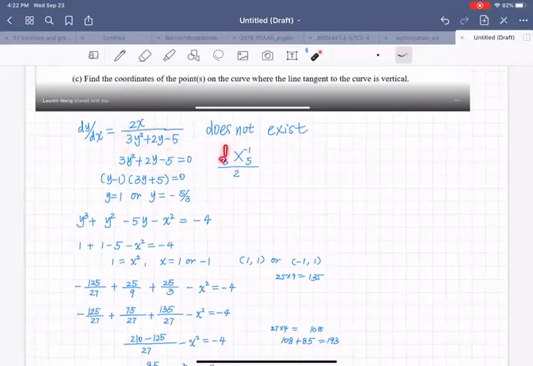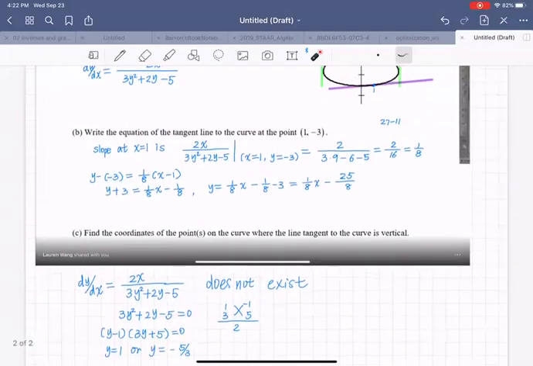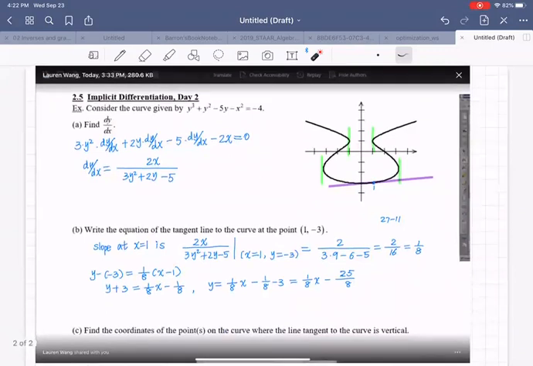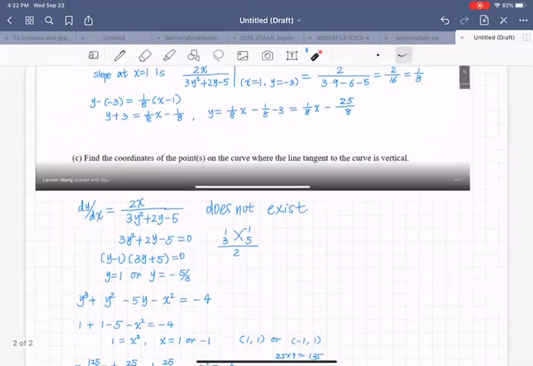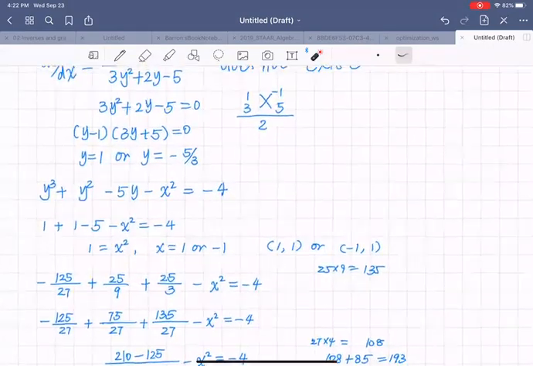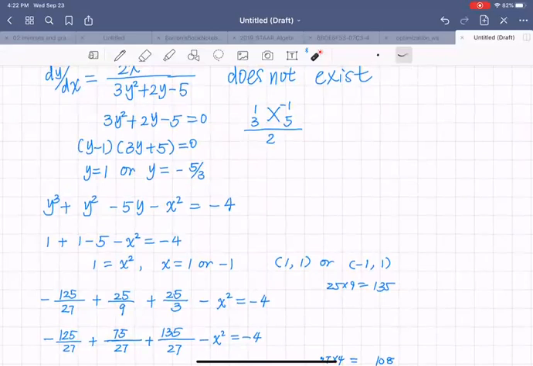Then this guy is 1, 3, negative 1, 5. Cross multiplication. That means y minus 1 times 3y plus 5 equals 0. So y equals 1 or y equals negative 5 over 3. Then y cubed plus y squared minus 5y minus x squared equals negative 4. No problem. Then y equals 1. There is no problem for this one. This is easy to calculate.